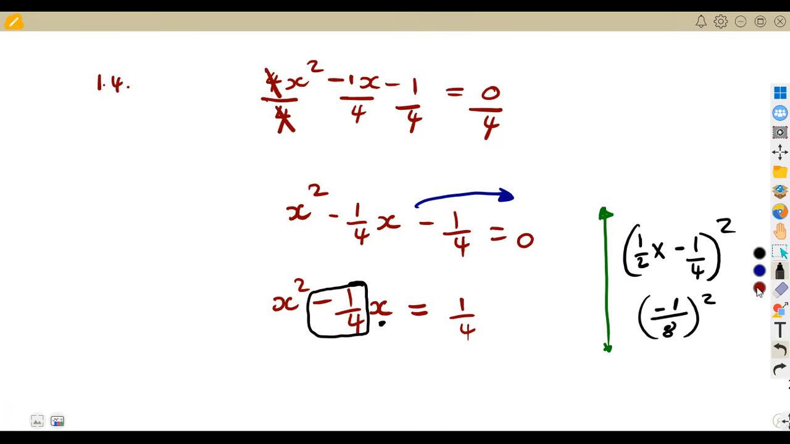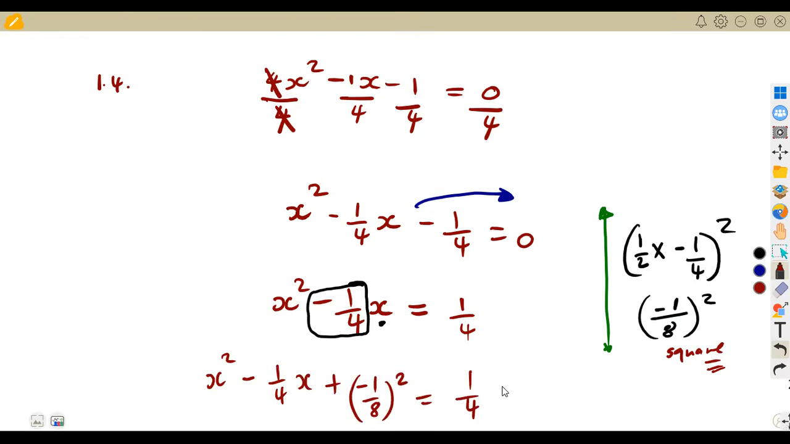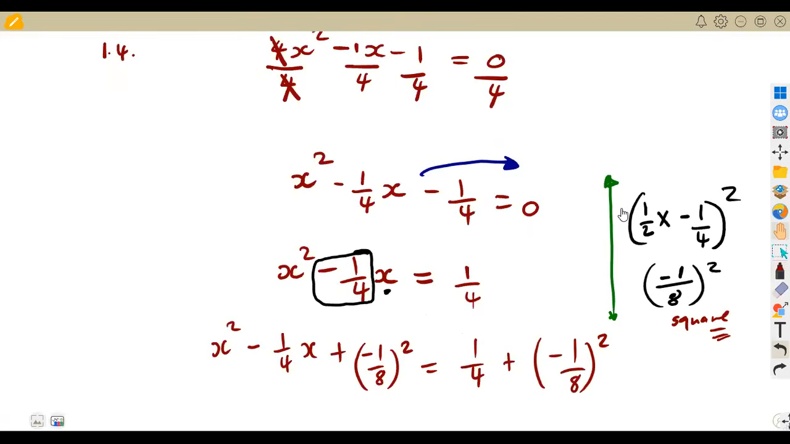Okay, this is the reason. I want you to see why I'm saying you must avoid that. Because this is your square. You are supposed to add this square to both sides of the equation. So you're supposed to have x squared minus 1 over 4 plus the square, the minus 1 over 8 squared, which is equal to 1 over 4 plus minus 1 over 8 squared. The square that we got here should be added to both sides. And once you've added both sides, this is what you can see.